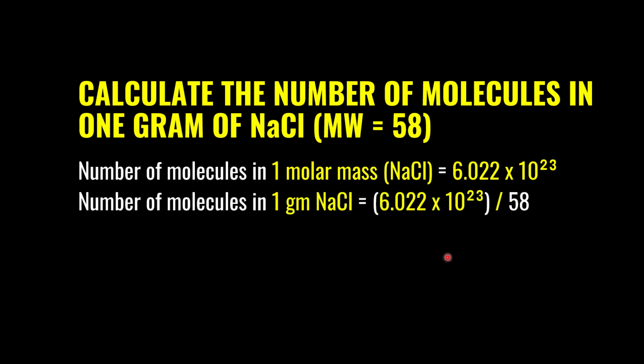Therefore, the number of molecules in 1 gram of sodium chloride will be the Avogadro number divided by the molar mass, which comes out to be 1.04 × 10^22 molecules. So 1 gram of sodium chloride will have 1.04 × 10^22 molecules, sorry.